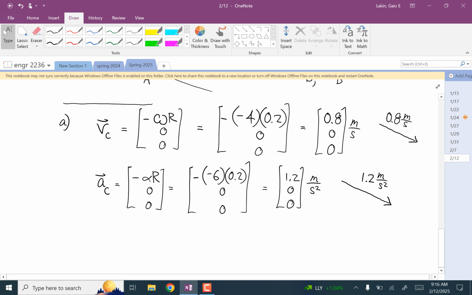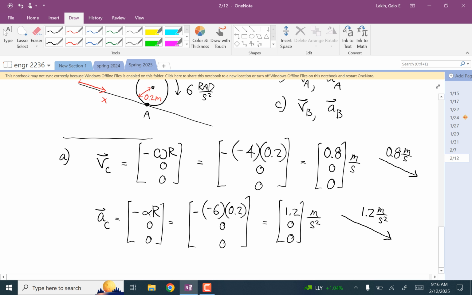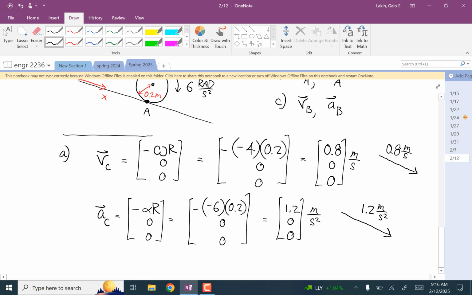Okay, so this is just using the formulas, and that's what it says, and it makes sense. If you look at the direction of the angular velocity and angular acceleration, you would expect those to be down the ramp, or that direction along the surface. So now let's figure out what's going on with that point A. And for this one, and for the point B, we're going to have to use relative motion, okay?